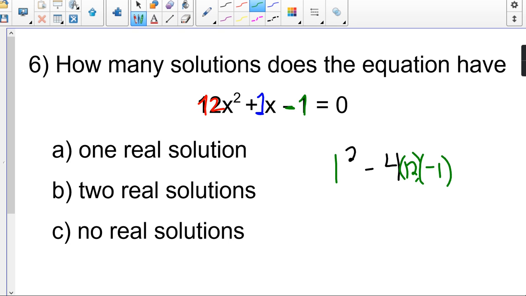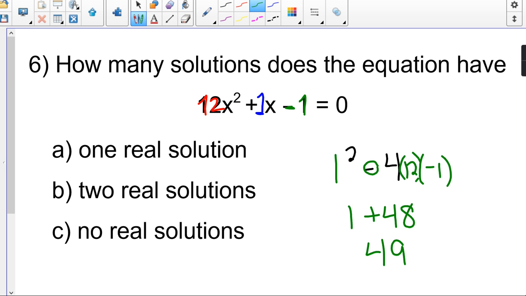So now we have an expression that says 1 squared, well, 1 squared is just 1, minus 4 times 12 times negative 1. Well, 4 times 12 is 48. 48 times negative 1 is negative 48, but we're subtracting that. So minus negative 48 is like plus 48. So we have 1 plus 48, which is 49.